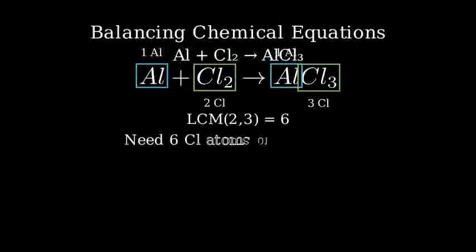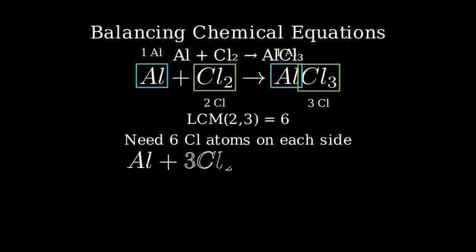We need the same number of chlorine atoms on both sides. We have 2 on the left and 3 on the right. The least common multiple of 2 and 3 is 6. So we'll need 3 Cl2 molecules to get 6 chlorine atoms on the left and 2 AlCl3 molecules to get 6 chlorine atoms on the right.